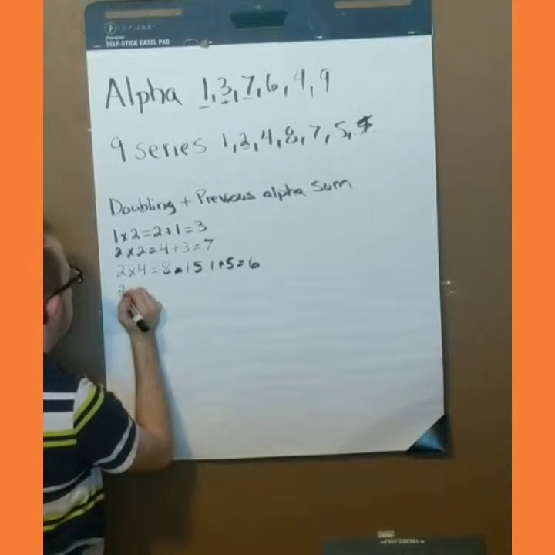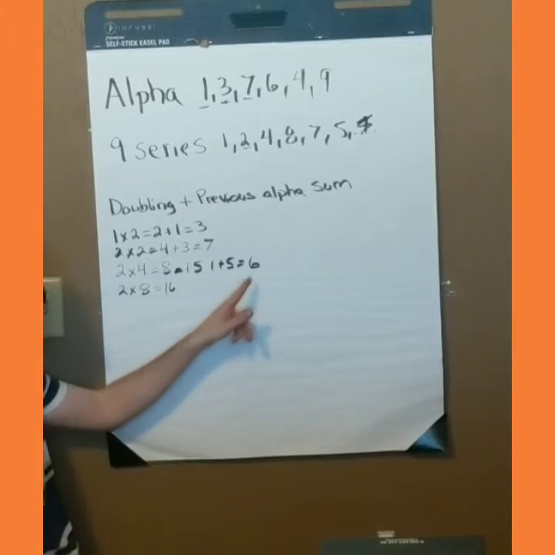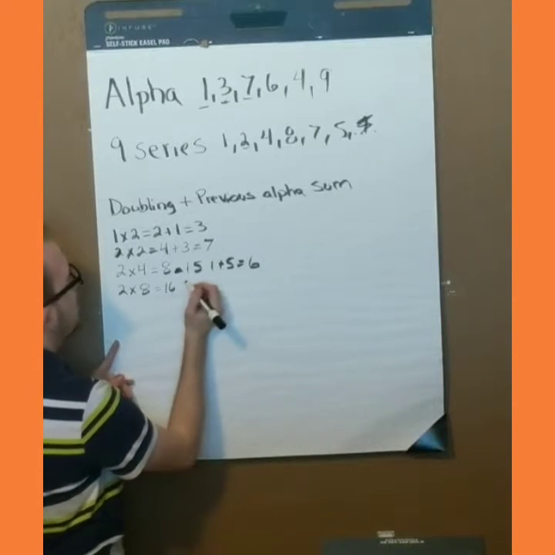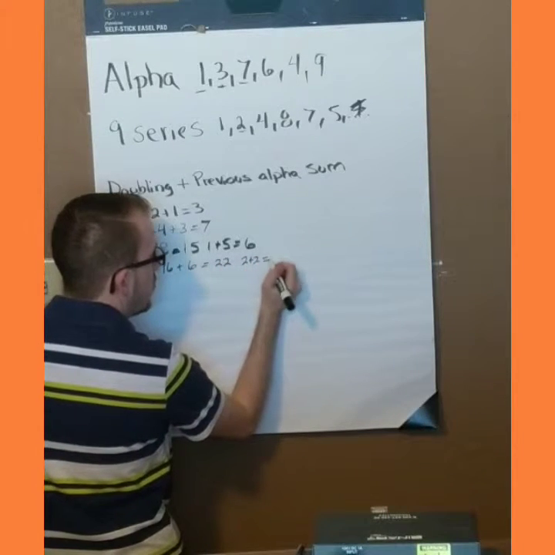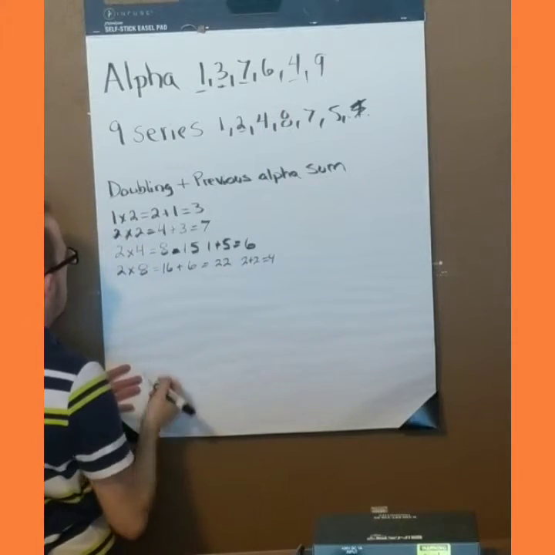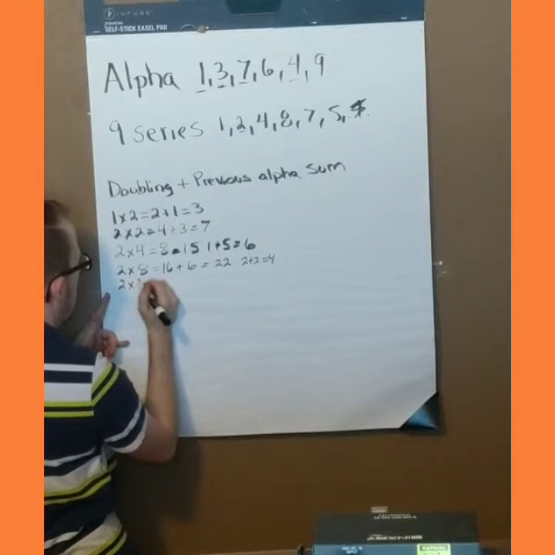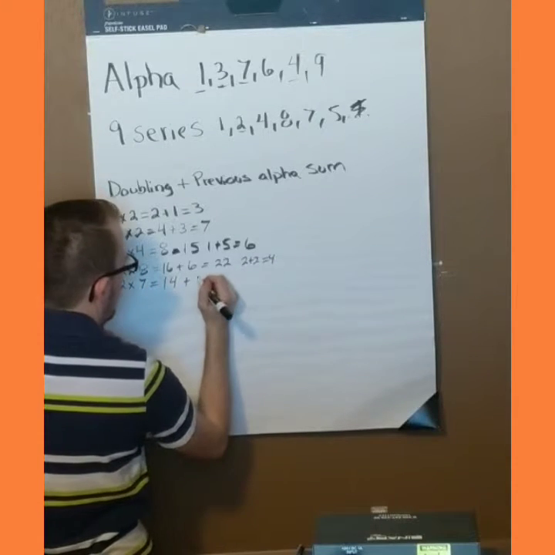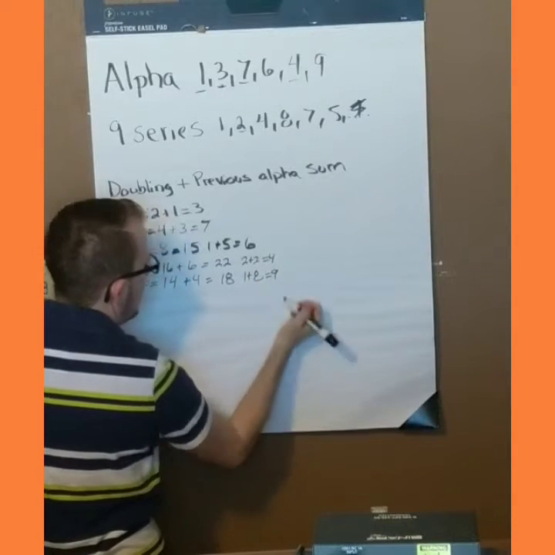Let's go ahead and do 2 times 8 equals 16. Now we know that we have 6. 16 and 6 ends up equaling 22. 2 plus 2 equals 4. There's our next number. The last one we got is 9, so let's go ahead and do it. We're going to do 2 times 7 equals 14 plus 4 equals 18. 1 plus 8 equals 9.